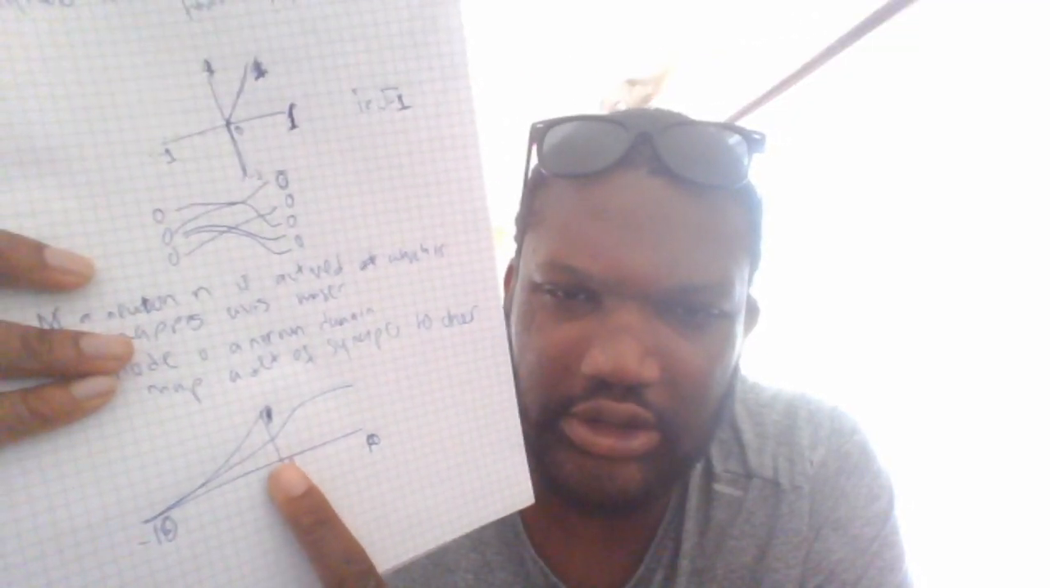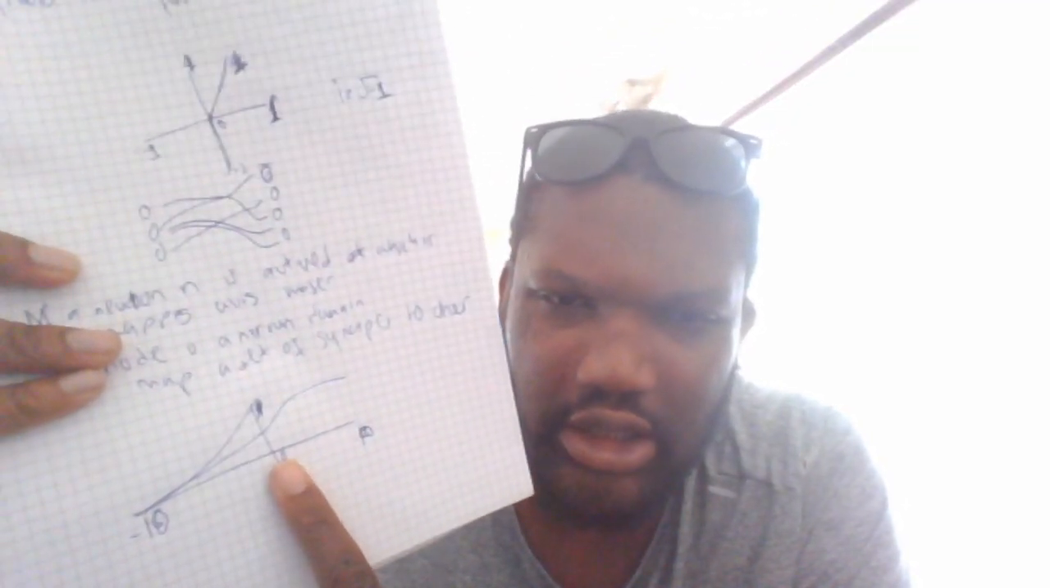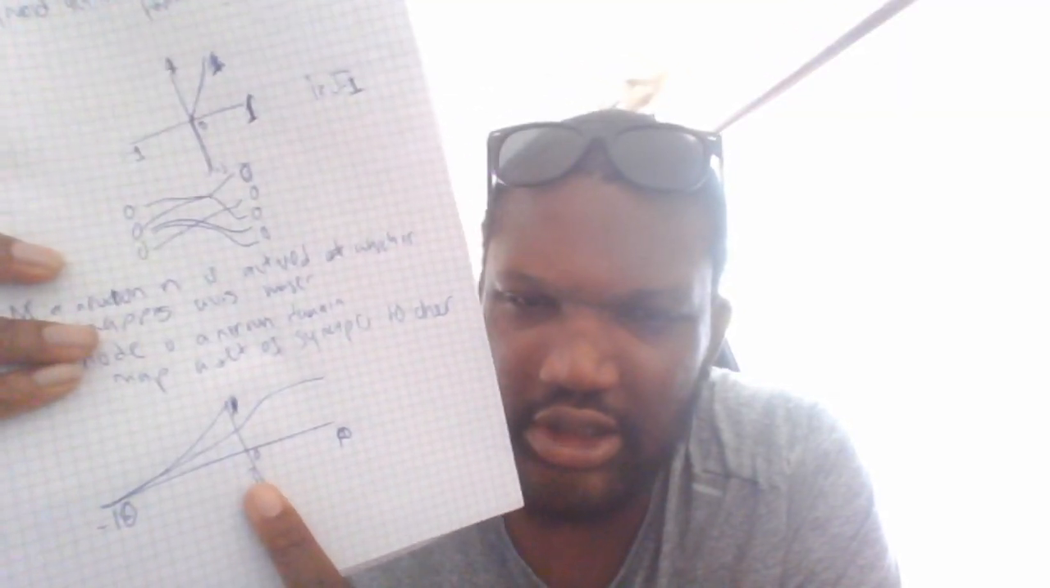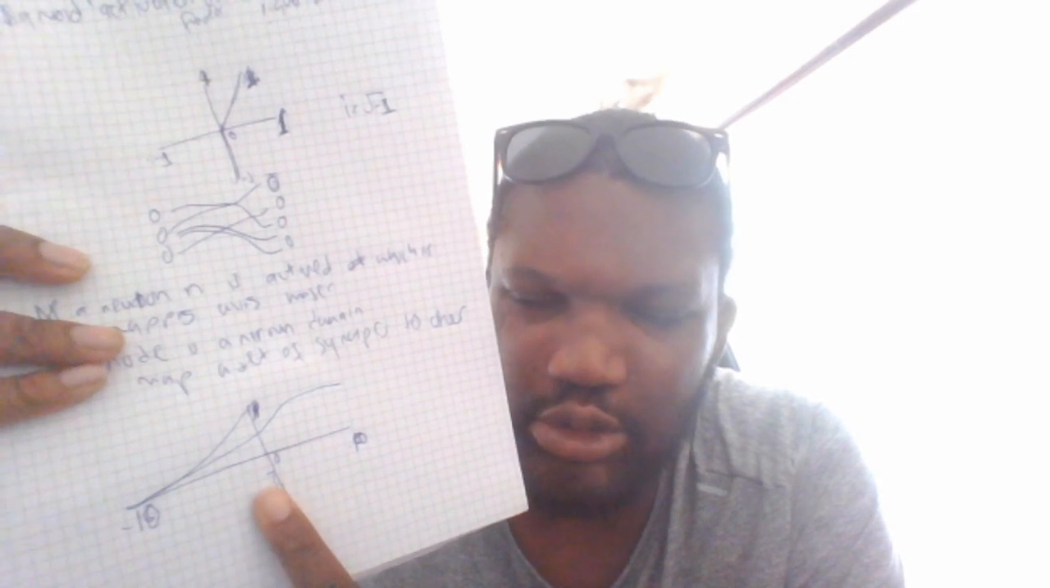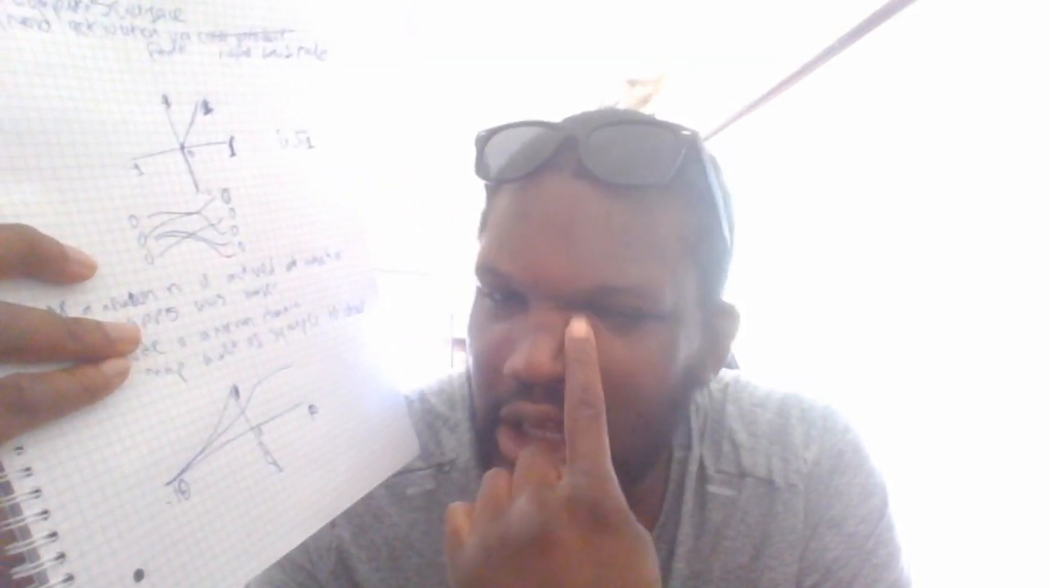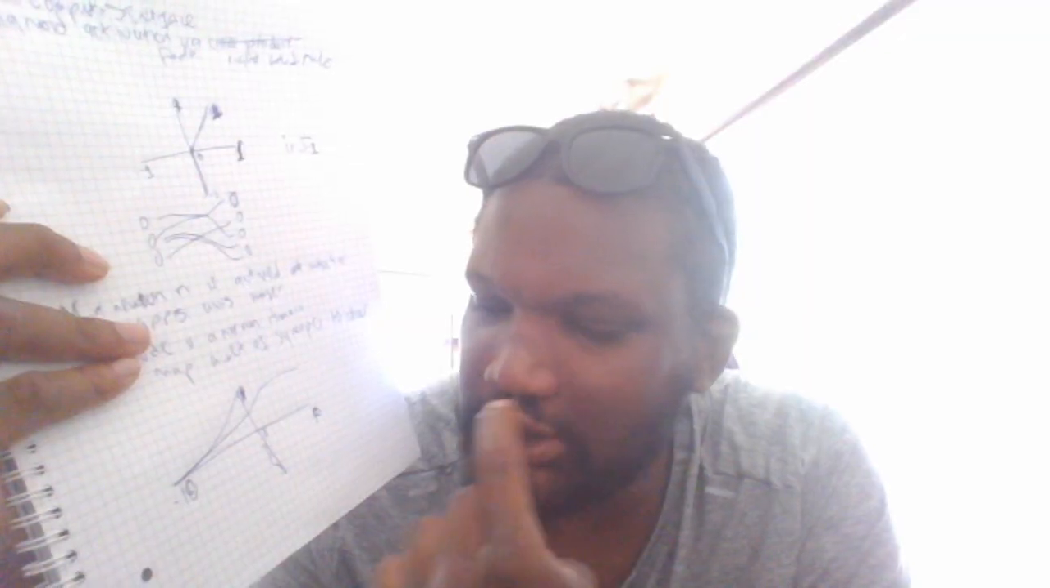So some threshold here will get activated, based on 0 to 1. Based on the inputs of 0 to 1. But the inputs are 0 to 1, while the domain ranges are minus 10 to plus 10. Yeah, these are the ranges. So the same concept applies here.